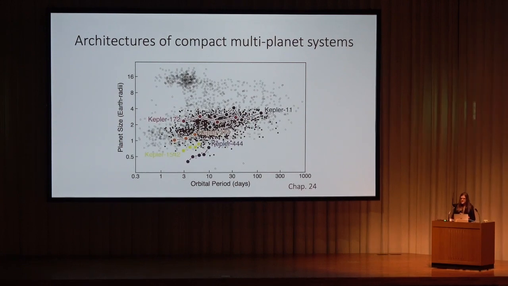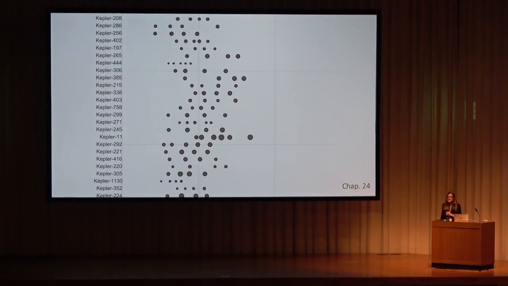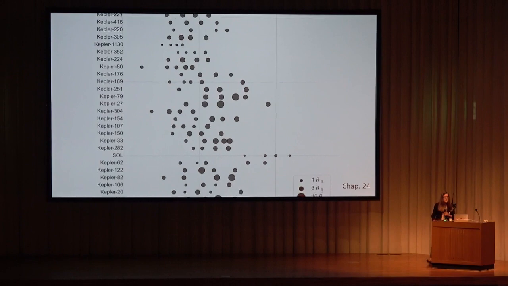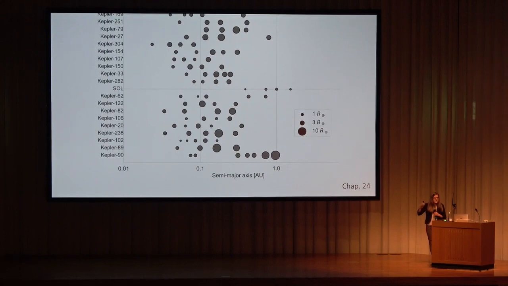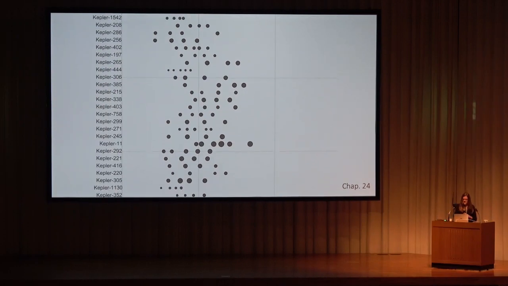Here is an example of a few compact multis. These systems display a very orderly structure with nearly uniform spacing in log period and a tendency for size uniformity with a slight size ordering. Here's the full collection of multi-planet systems with 4 or more planets discovered by NASA's Kepler mission. The purpose of our chapter was to review in detail the observations of these compact multi-planet systems and their implications for planet formation theory. That's going to be the focus of today's talk.